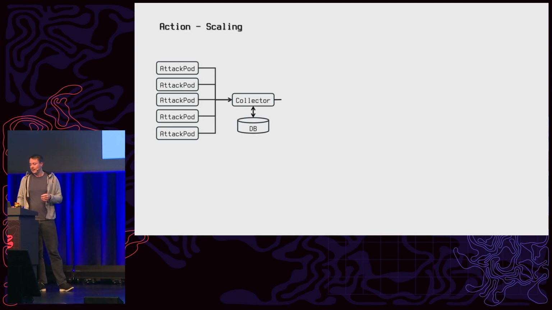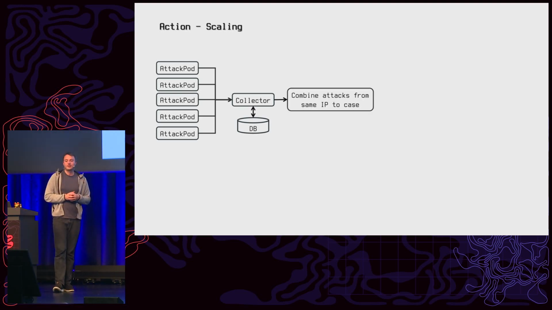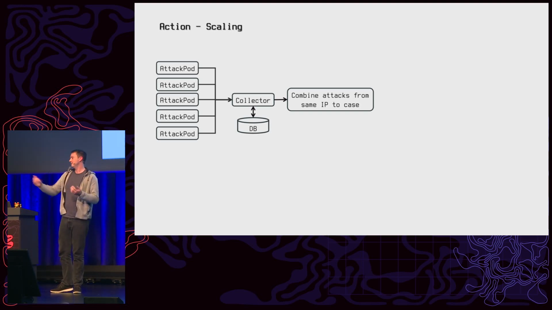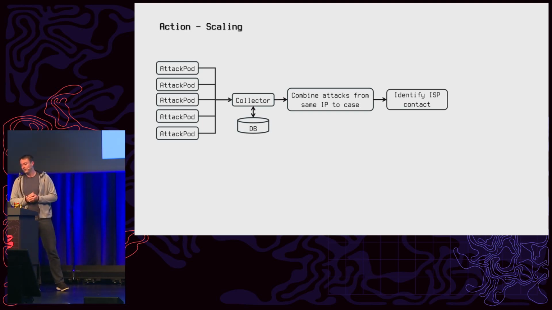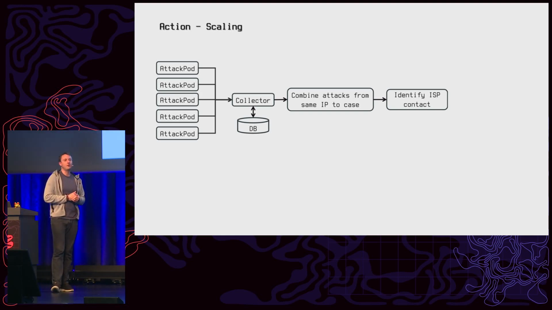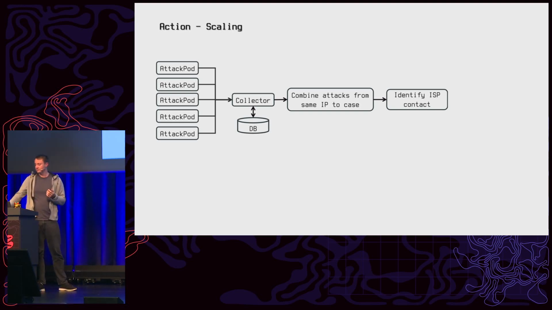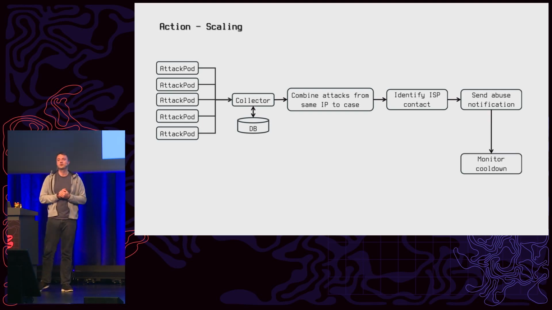Now from there, we combine all of these attacks that have the same IP, because there's no point sending an abuse notification about an IP multiple times for every single abuse. Next, we scour the internet for the contact of the ISP. Well, first we need to figure out who the ISP is, and then we find the contact. That actually is much easier than thought, but you can absolutely do it. Once we have the contact, we send the contact an abuse notification.